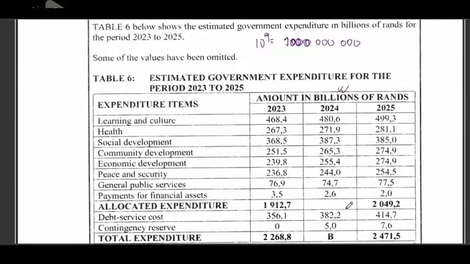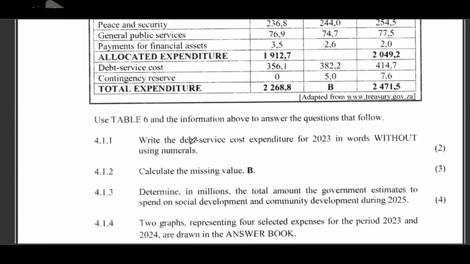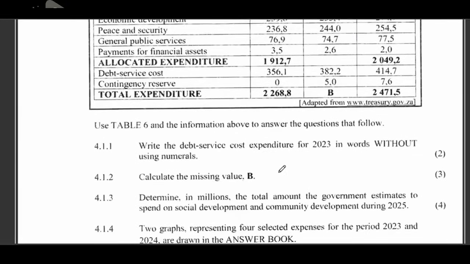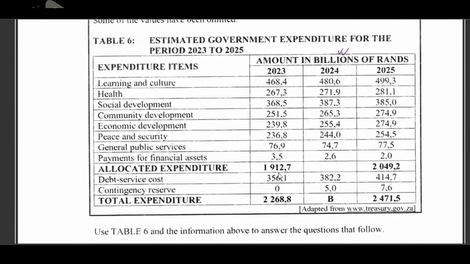Anyway, now they want us to write the words, but take note, this is for debt service cost expenditure in 2023. Debt, that's the first thing you're going to look at. Debt in 2023, it's this much. But this number here, you have to turn it into figures so that you know what you're dealing with. How do we turn it into figures? You get that number, multiply by 10 to the power 9, and the answer becomes 3,561 followed by zeros, of which one of them has to go. So you remain with this much.